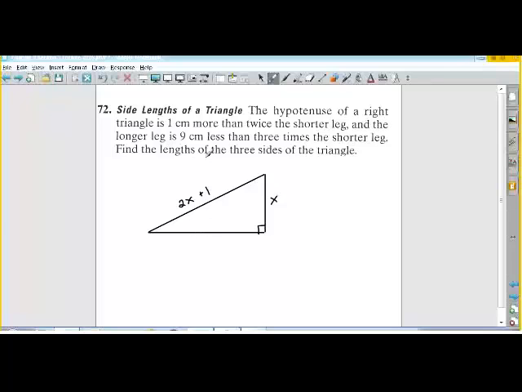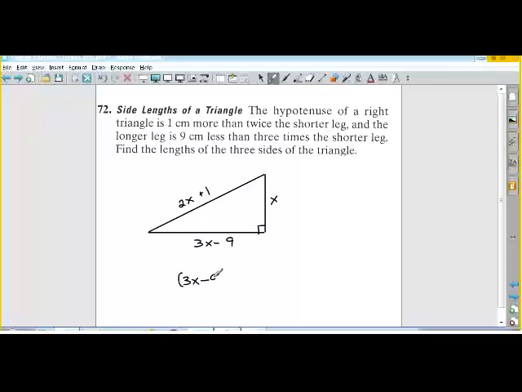Then I go to the next part of the problem. The longer leg, which is this side, is 9 centimeters less than 3 times the shorter leg. Well, the shorter leg is x, so the expression that represents that side is 3x minus 9. So now it's like all those other problems. I've created an equation where I've fully specified the problem. Now I'm going to use the Pythagorean theorem to solve for x.